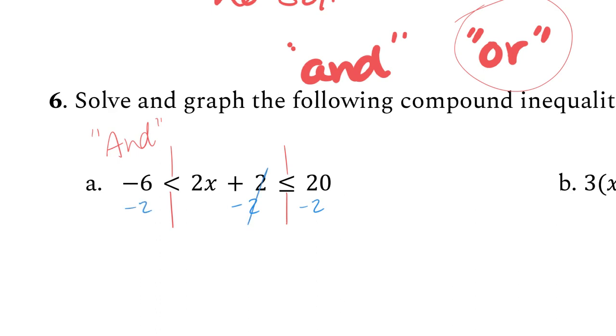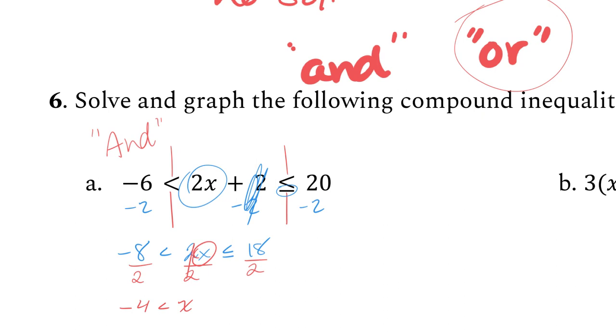Negative 6 minus 2 is going to be negative 8. That is less than, well, all we have left here is 2x, which is less than or equal to 18. Don't forget the "or equal to" part. It's very important. Then lastly, we would just divide by 2, still trying to get x by itself. Negative 8 divided by 2 is negative 4. Then we have x, so negative 4 is less than x, which is less than or equal to 9. That is our solution.